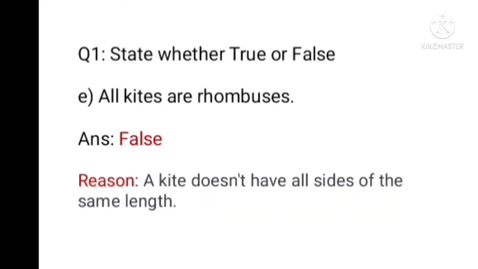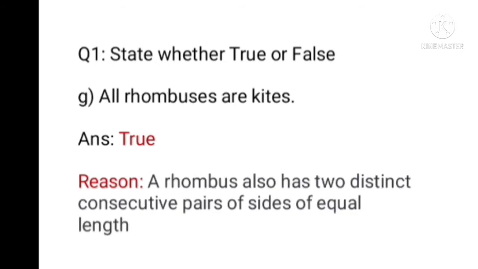Next one, all kites are rhombuses. That is also false. What is the property of a kite? Adjacent sides are equal. In a rhombus all the sides are equal. So a kite is not necessarily a rhombus. That is false. Next, all rhombuses are kites. The previous one was the reverse, so yes, this is true. All rhombuses are kites because in a rhombus all the sides are equal, so adjacent sides are also equal, which is the property of a kite. But a kite is not a rhombus. So a rhombus is a kite.